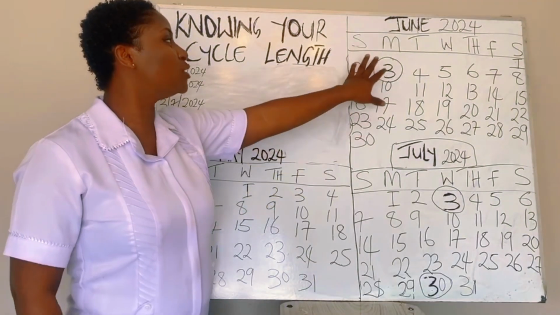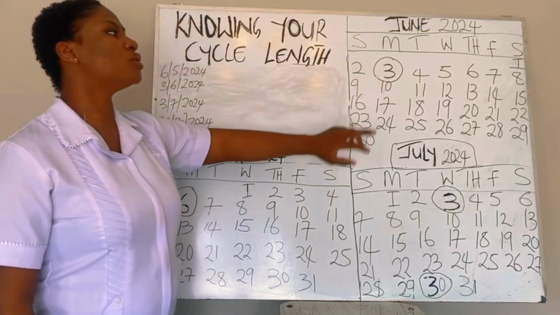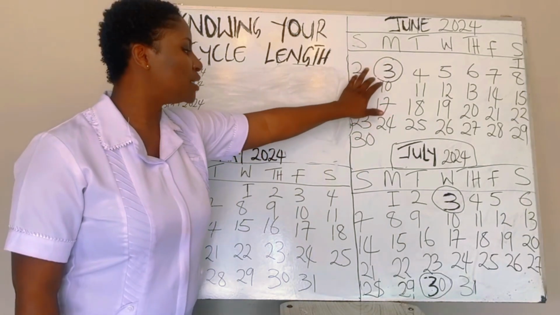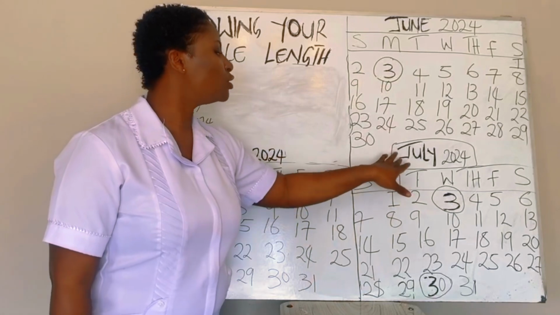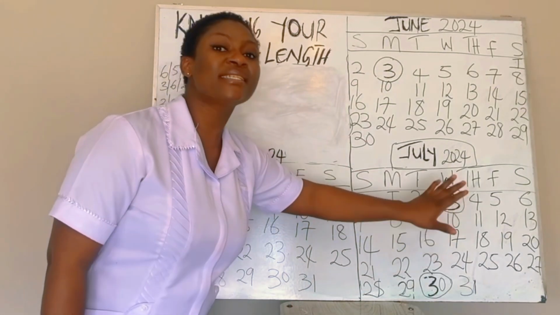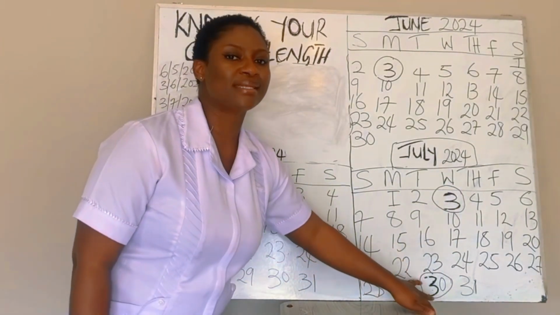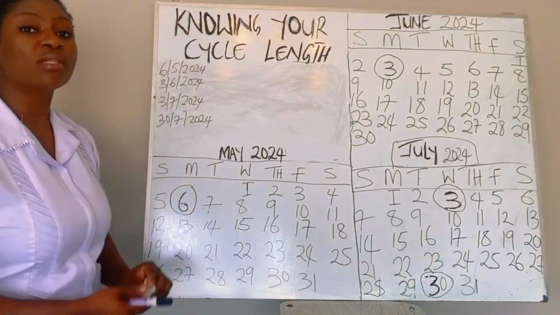Next month, in June, she saw her period on the 3rd. I circled it here. And again in July, she noticed her period on the 3rd of July. She circled it. In the same July, it also came again on the 30th. We circled it. Now, what is your cycle length?